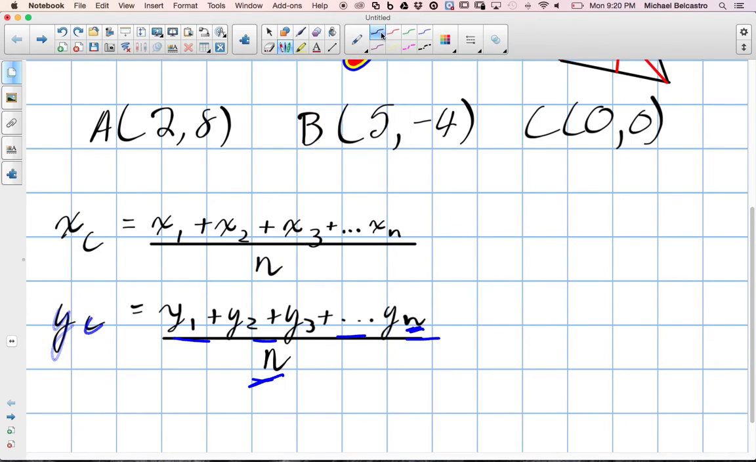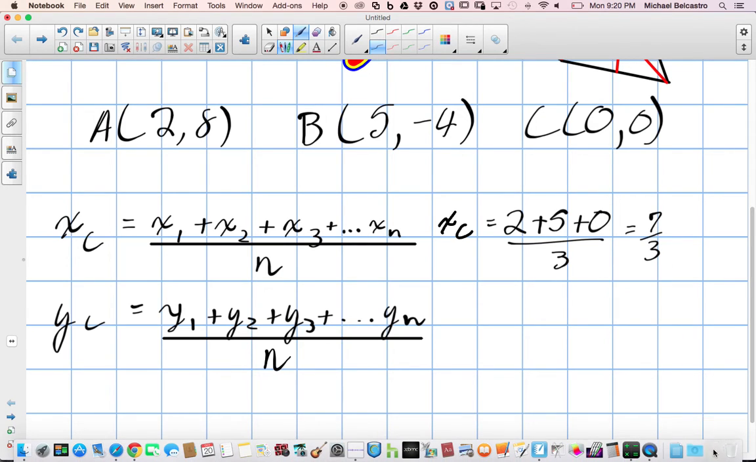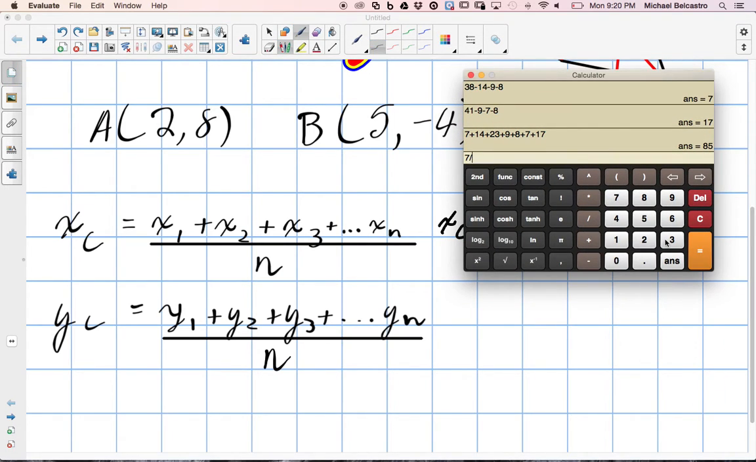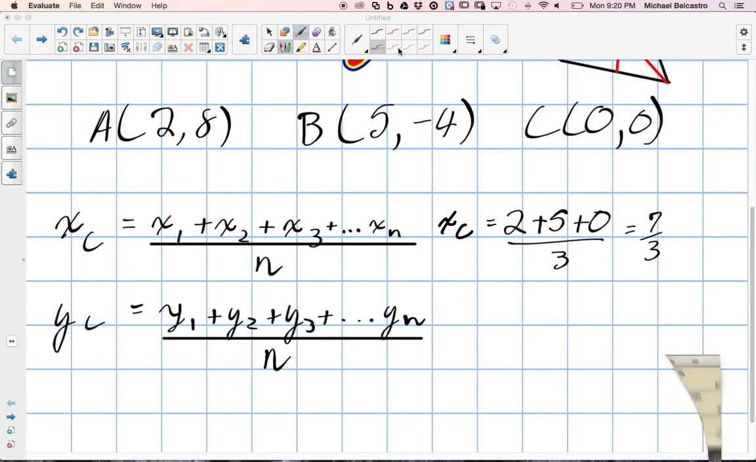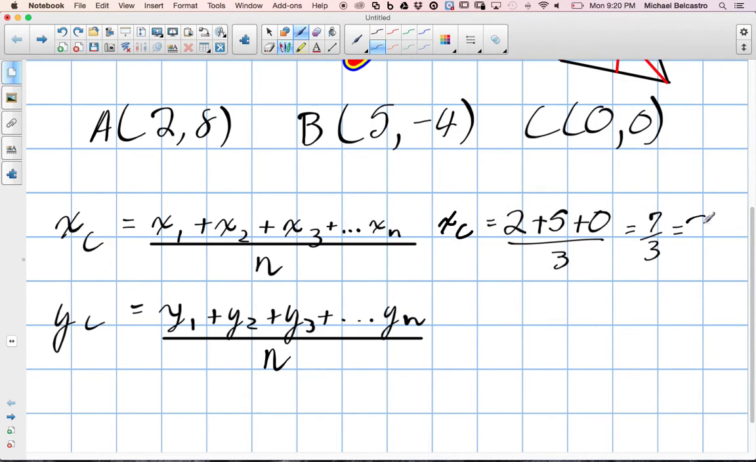So try working this out. The x value of our centroid is equal to 2 plus 5 plus 0 divided by our 3. That's going to be 7 over 3. And as a decimal, 7 divided by 3 is equal to 2.3 repeated.